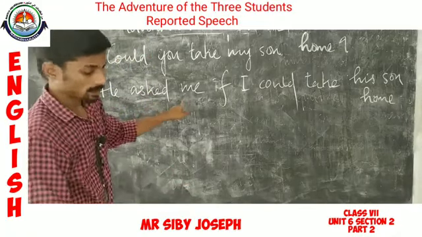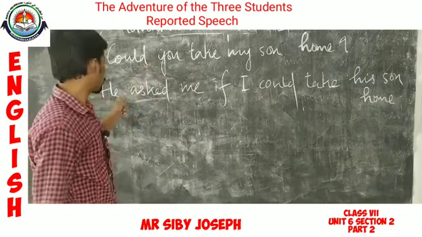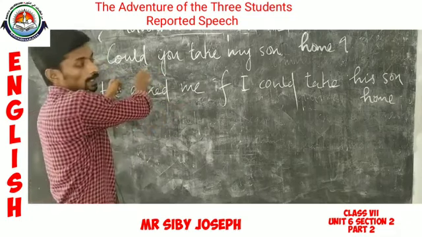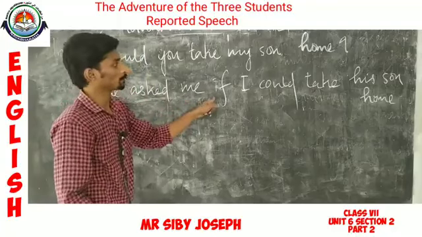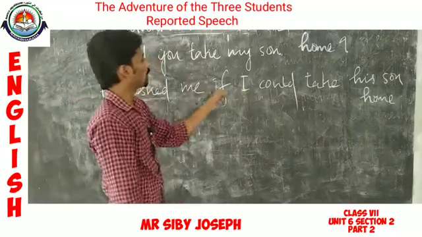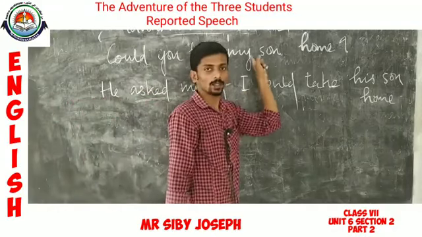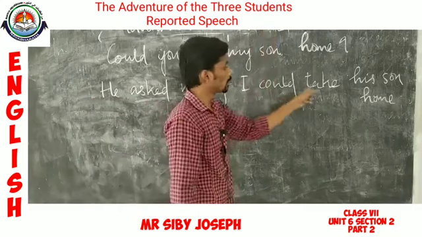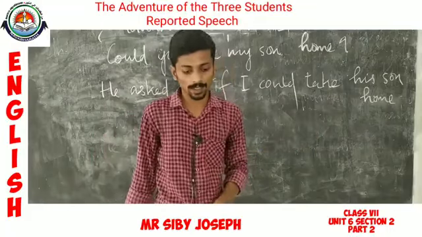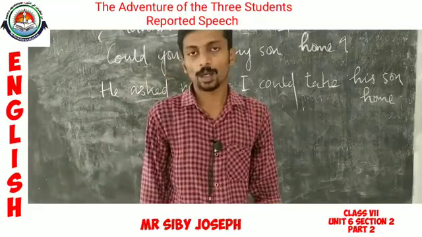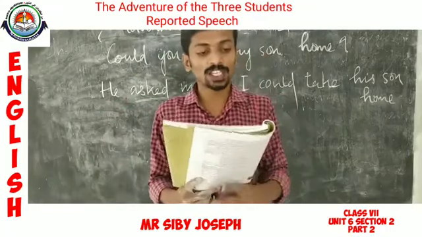He asked, and the speaker is actually speaking to or asking me. So, he asked me, and here there is no interrogative word. So, we have to use if. He asked me if, you become I, if I could take, and my is actually that other person's, so my becomes his. So, he asked me if I could take his son home. So, this is what the rule is all about.